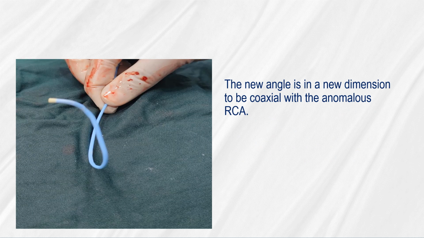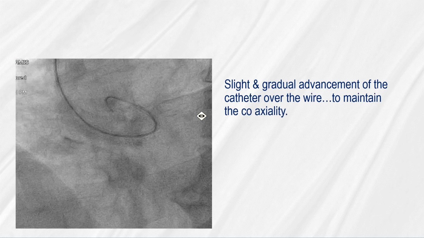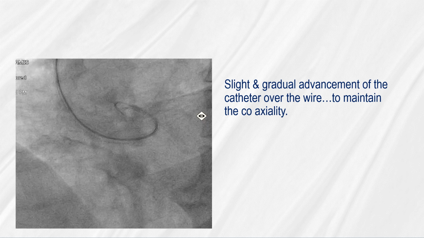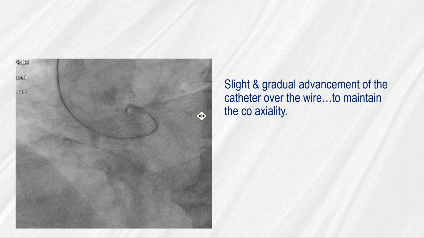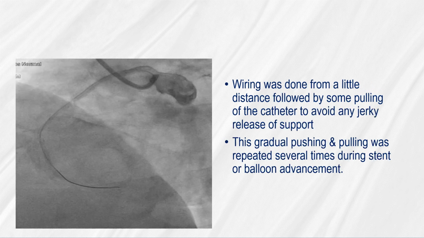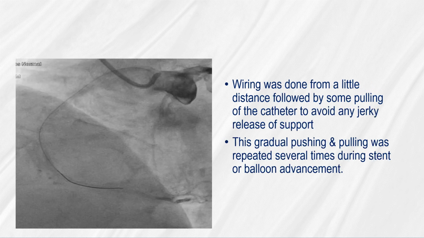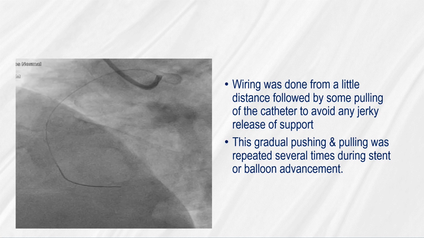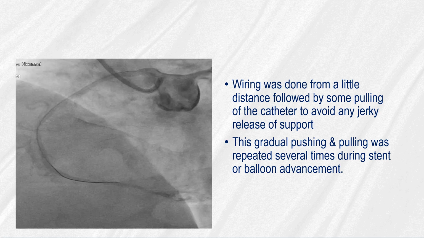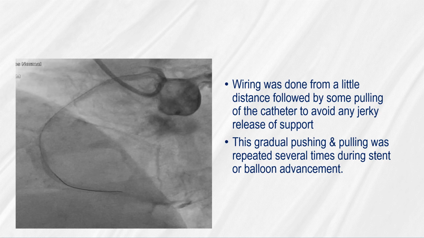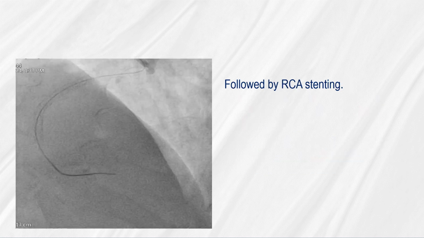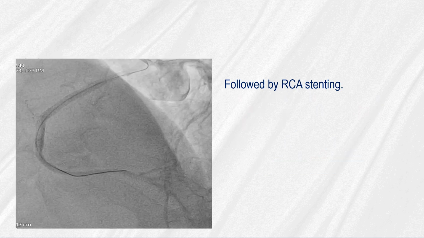The new angle is in a new dimension to be coaxial with the anomalous RCA, followed by slight and gradual advancement of the catheter over the wire to maintain the coaxiality, followed by wiring from a little distance, followed by some pulling of the catheter to avoid any jerky release of support. This gradual pushing and pulling was repeated several times during stent or balloon advancement, followed by RCA stenting.